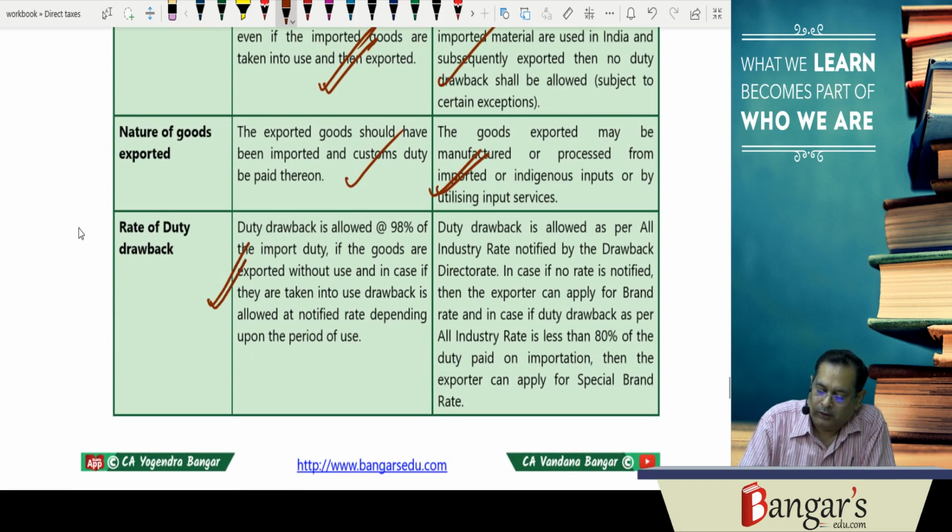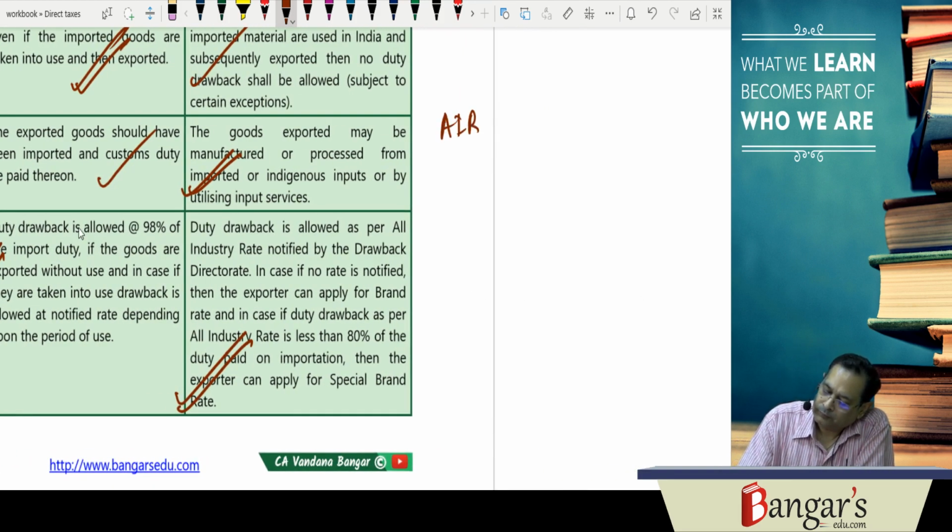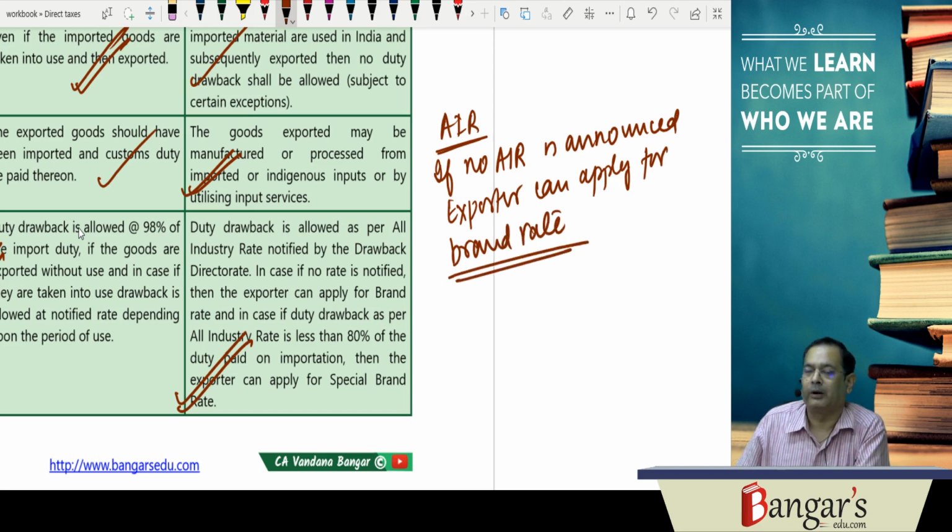Under 74, 98% of the import duty so paid is admissible as drawback if the goods have been exported without use. If they are taken into use, then depending upon the period of use, we get the rates. Under 75, drawback is allowed at the all industry rate. If no all industry rate is announced, the exporter can apply for brand rate.